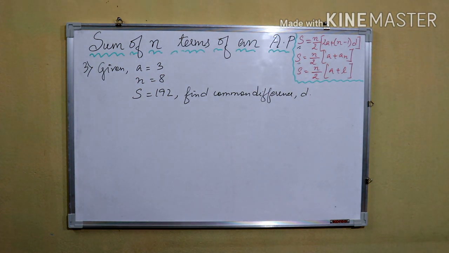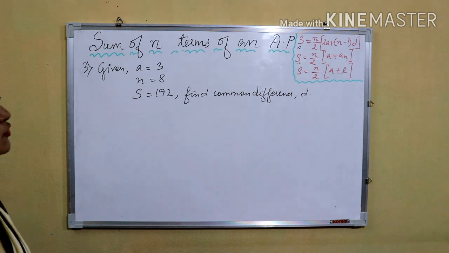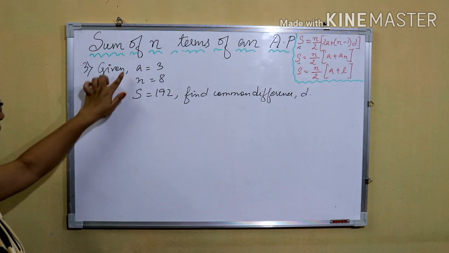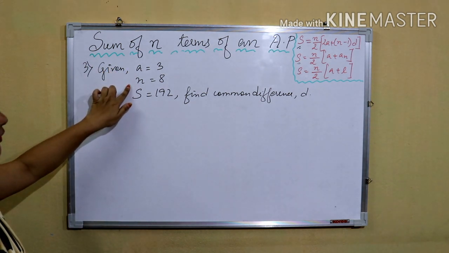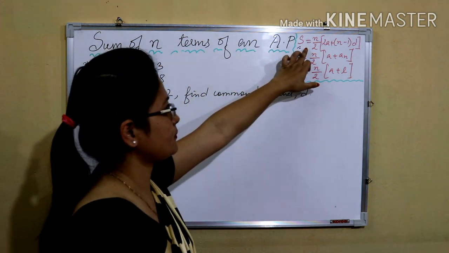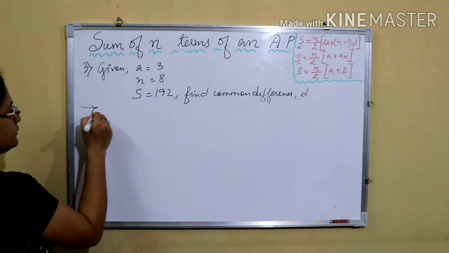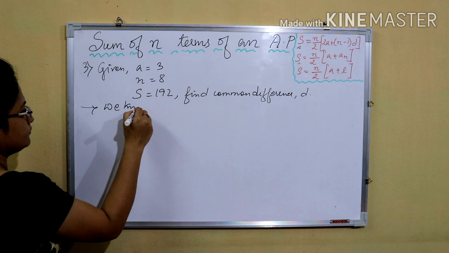So the third question is, given A equal to 3, N equal to 8, S is given as 192 and we are asked to find out the common difference. So we have our three formulas here. Which formula will we be using to solve this question? A is given, N is given. So if A and N are given, obviously we will be using the first formula for finding out D, right? Okay.